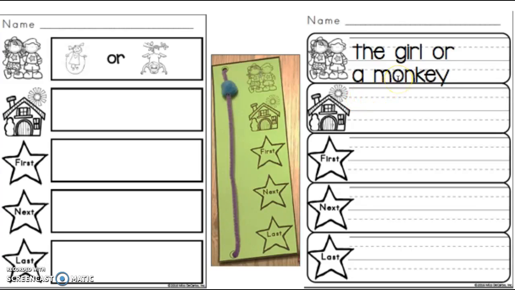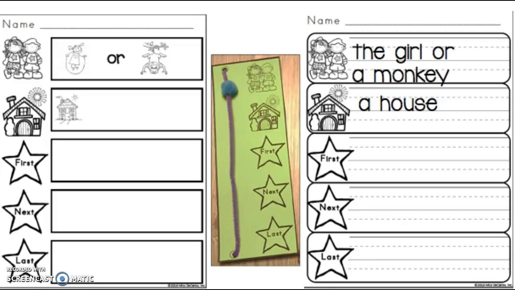Now that we've identified the characters, we're going to go down to the next spot on our slider. There's a house. That reminds us we need to identify the setting. Now on this side, on this recording sheet, I would draw a picture. For example, the setting could take place in a house. So I drew a picture of a house. Over here, I wrote the words, a house.